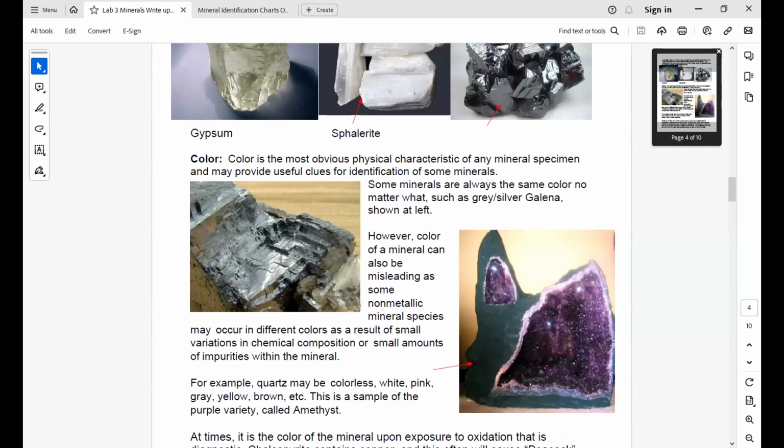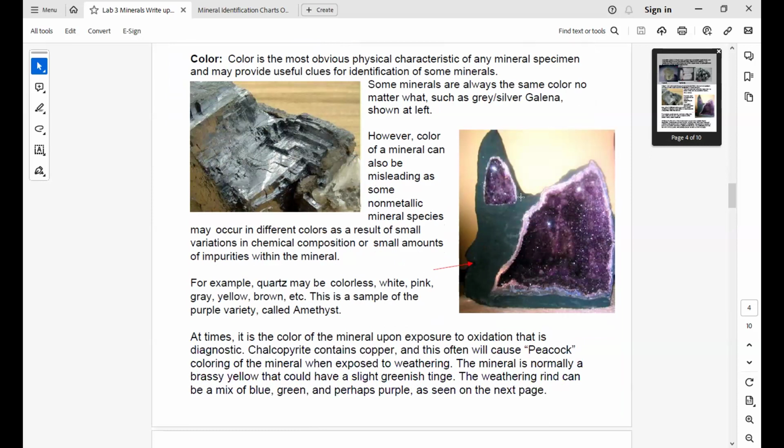Now remember, this doesn't have any kind of a weathering rind on it. So this is a fresh surface for galena. Whereas quartz comes in white, pink, gray, yellow, brown, and even purple, and that's the variety amethyst. Most of you have probably seen specimens of that.